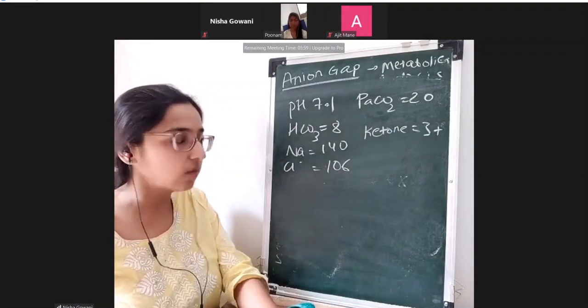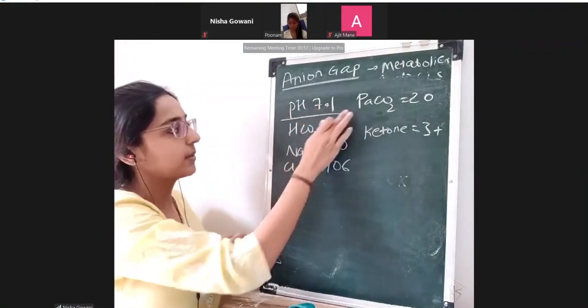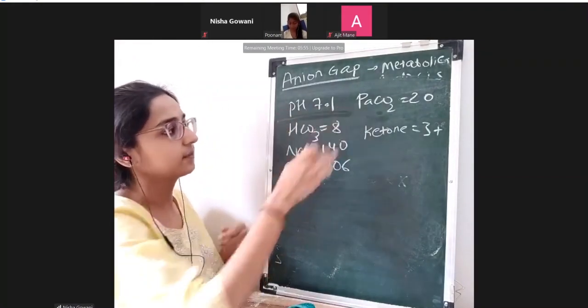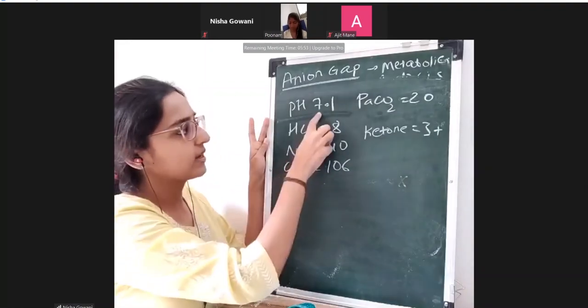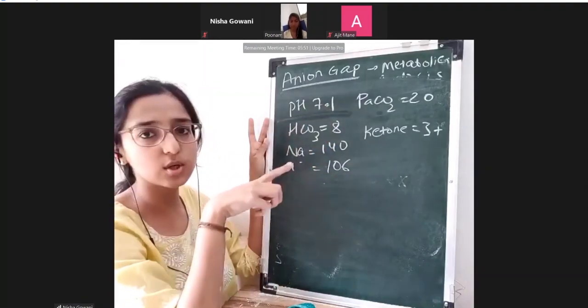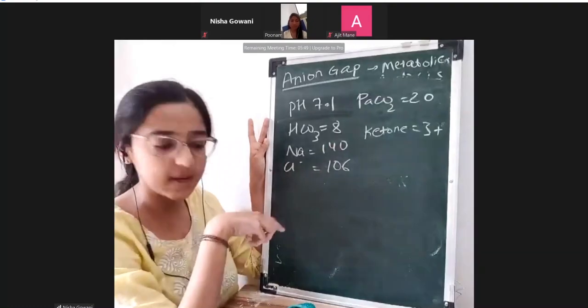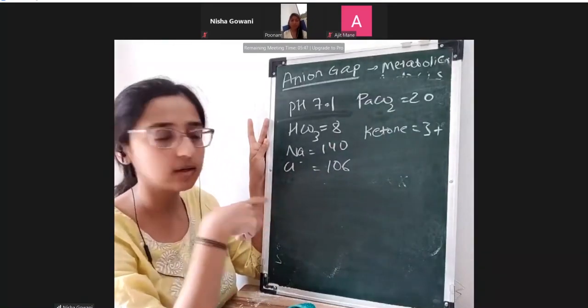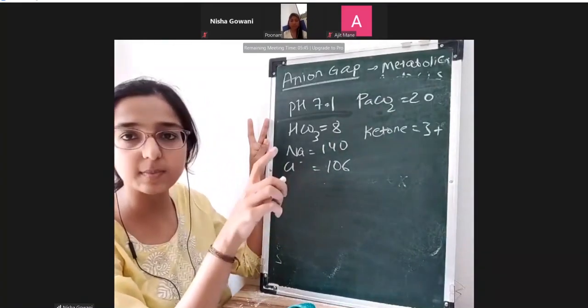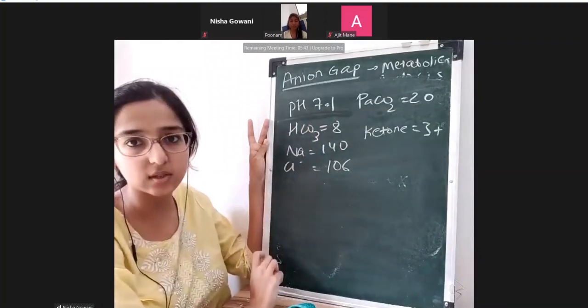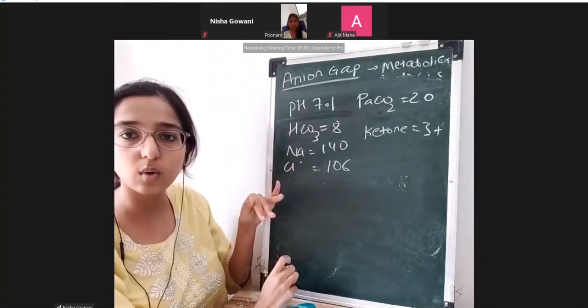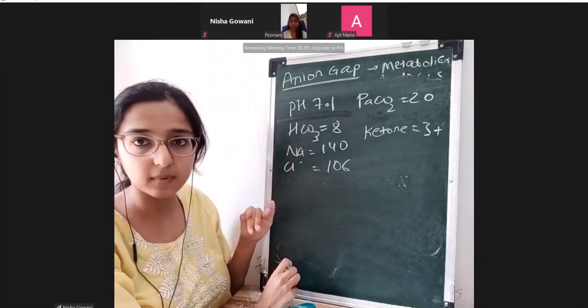Okay. So now we already know that this is what? It's metabolic acidosis, right? Both are going in the same direction. pH is going down, PaCO2 is also going down, right? So it is metabolic, and pH is less, so it is acidosis. So directly let's go towards calculating the anion gap.